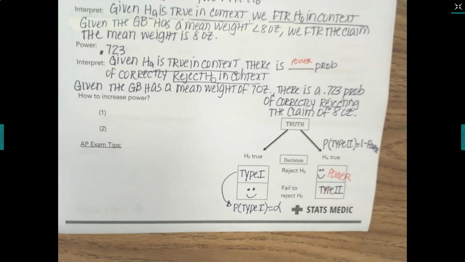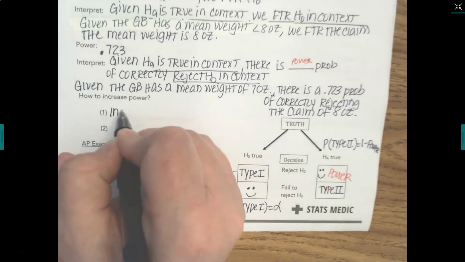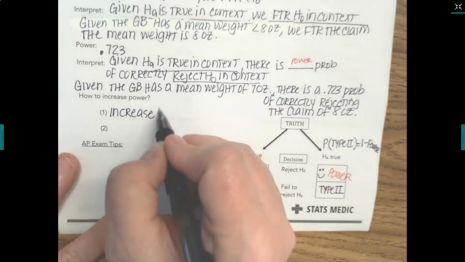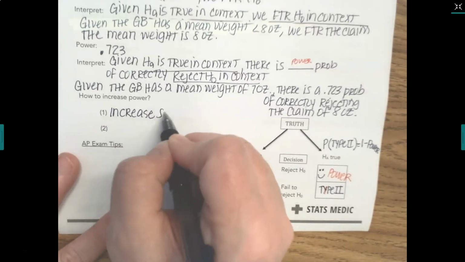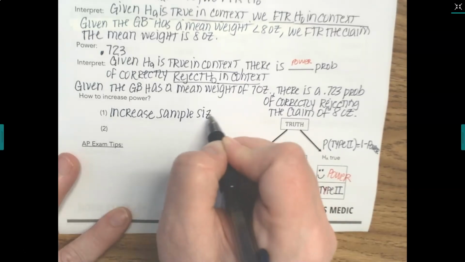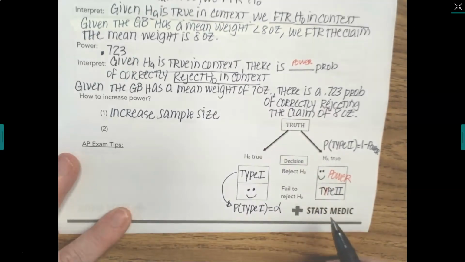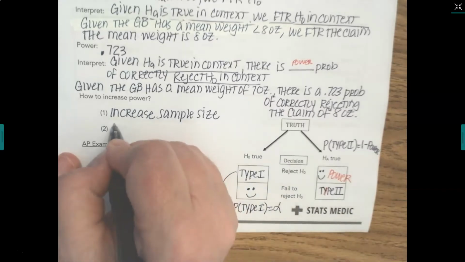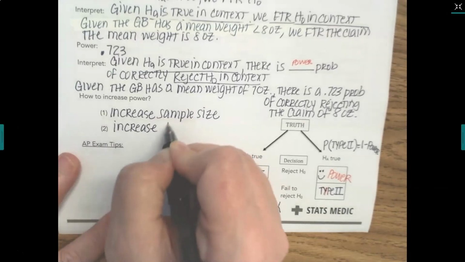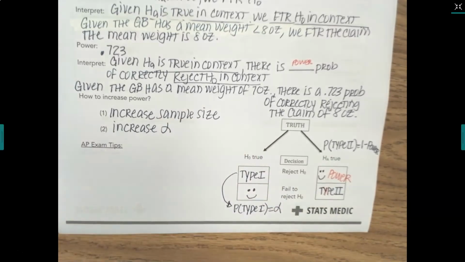Now to increase power. The one thing you can do is increase your sample size. Pretty much whenever you're in doubt of what can you do to increase something, if you want to increase it, you increase sample size. If you want to decrease it, decrease sample size. That's almost universal, it seems. And then another way we can increase power is to increase your alpha. Power and alpha have the same relationship. Increasing one increases the other.